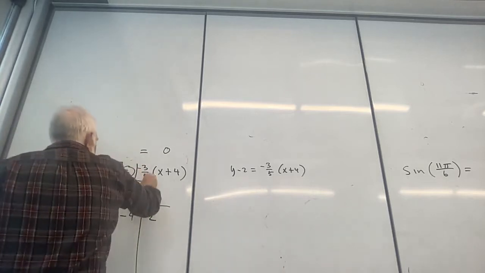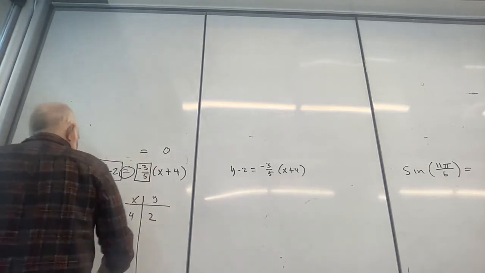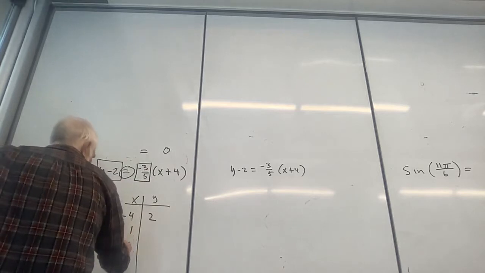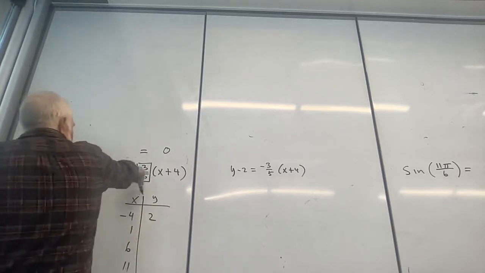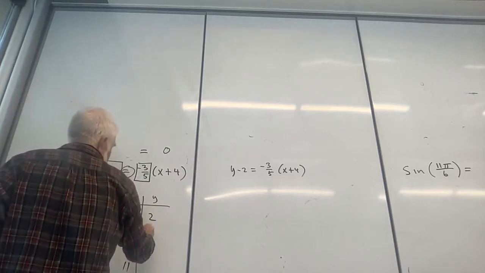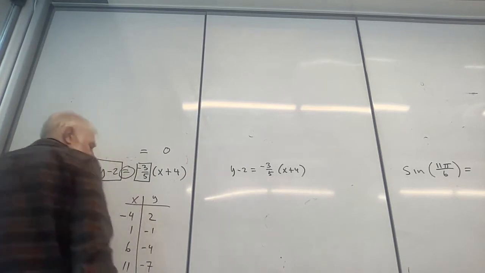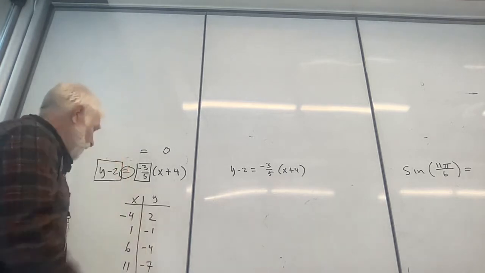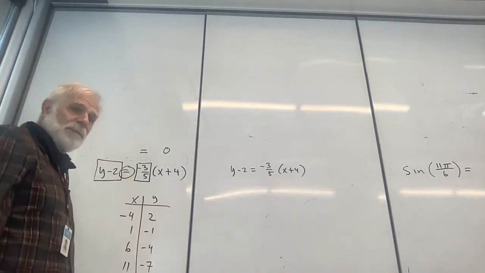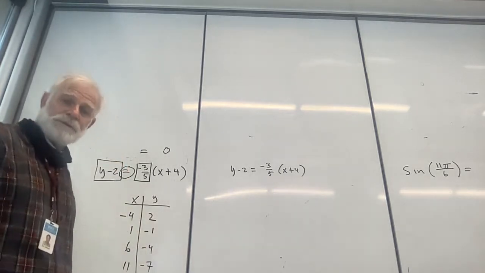Okay, and then we're going to use the change in y with change in x. Change in x is 5, so 1, 6, 11, etc. Change in y is down 3, so -1, -4, -7. All right, so there's the 4 coordinates that I asked for. Obviously, you could plot those and get a pretty darn good picture of that linear function.